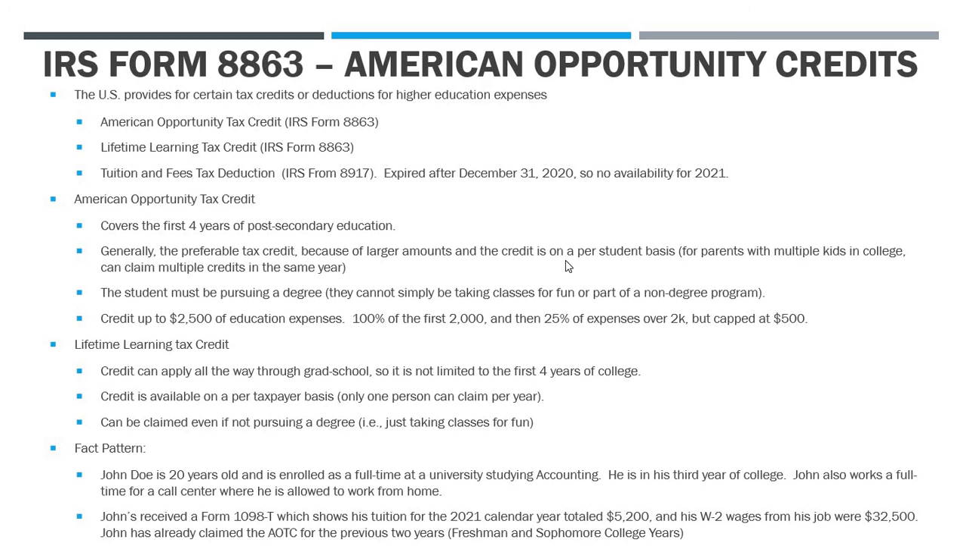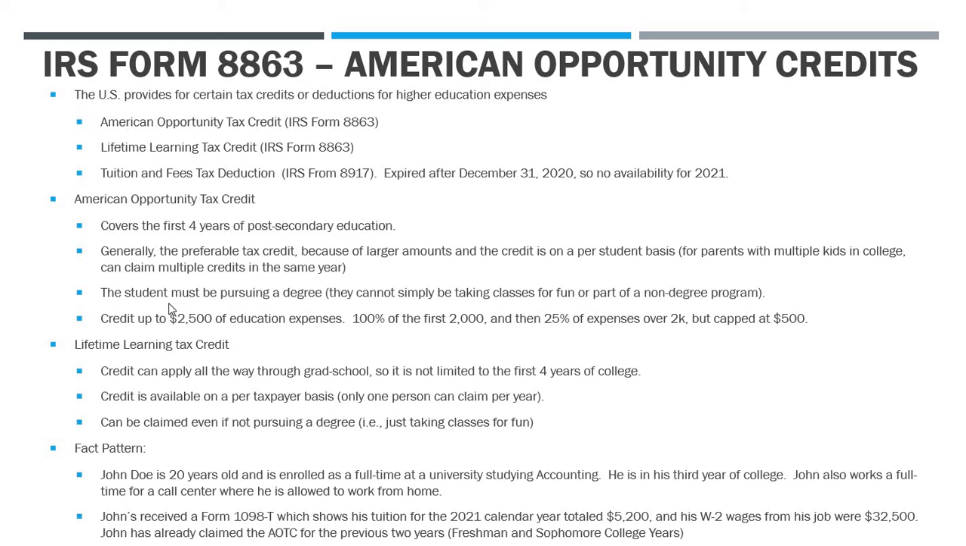Obviously, if you're not being claimed as a dependent by your parents, you can claim this yourself. But the idea is the AOTC is eligible for parents that still claim their kids as dependents up until they're age 22, right? Versus the Lifetime Learning Credit, it's only claimed on a per taxpayer basis. So if you're filing a 1040, you're only ever going to have one Lifetime Learning Tax Credit on that return if you are leveraging this credit, okay?